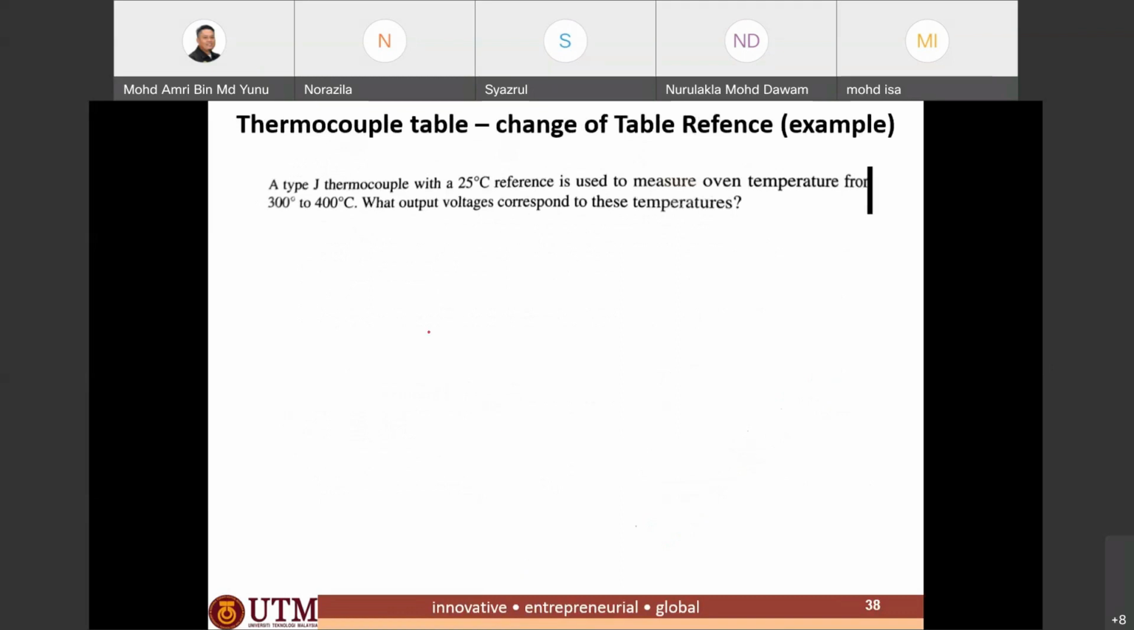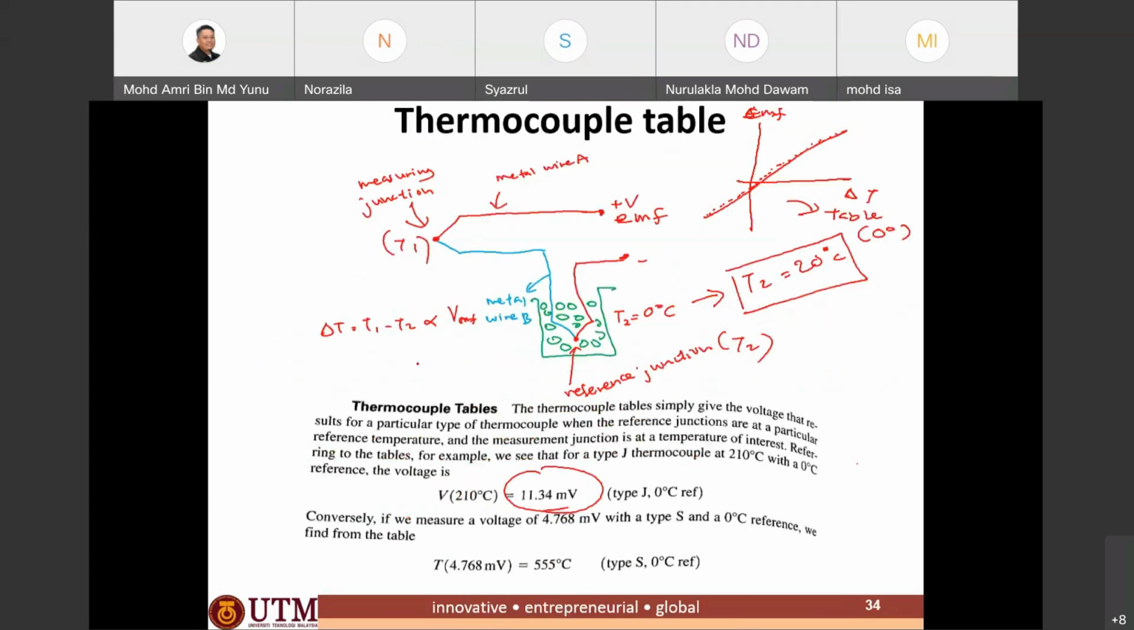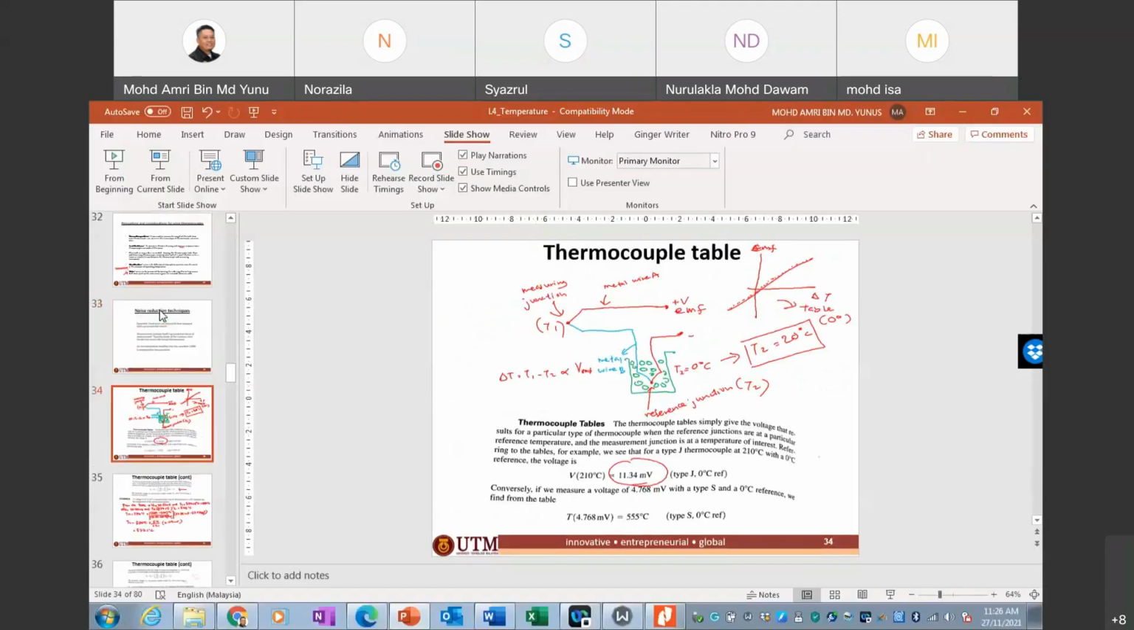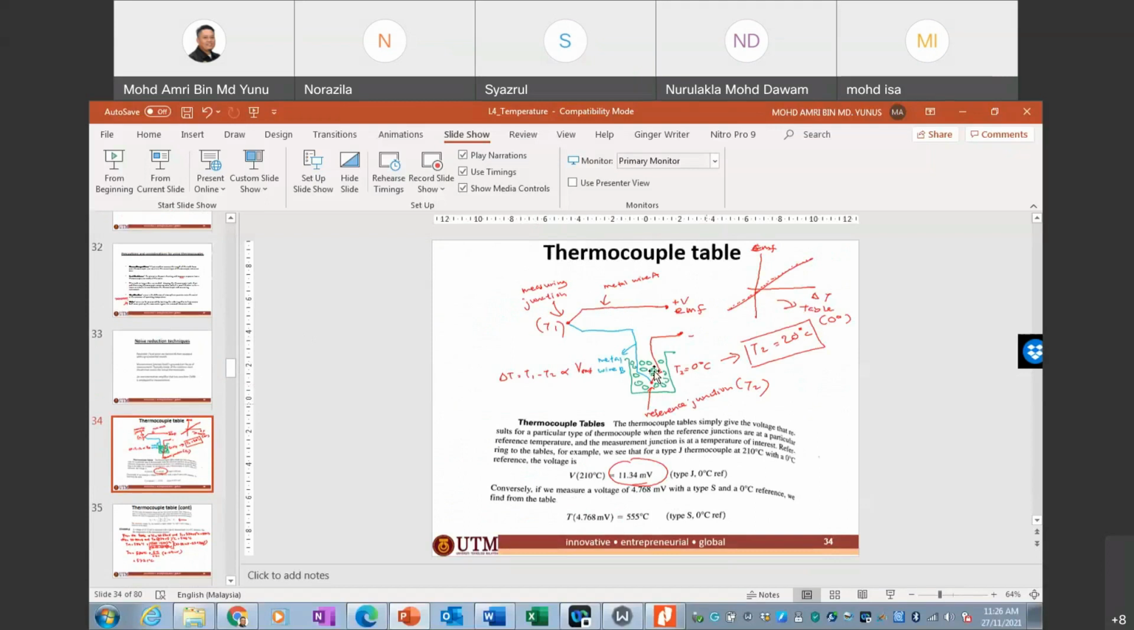For example, a type J thermocouple with a 25 degrees Celsius reference is used to measure oven temperature from 300 degrees Celsius to 400 degrees Celsius. What voltage corresponds to this temperature? Okay, let's see.